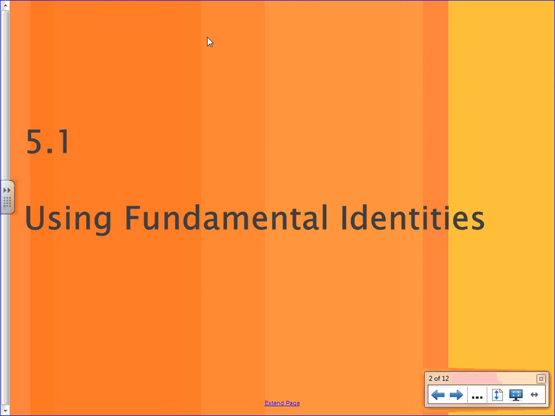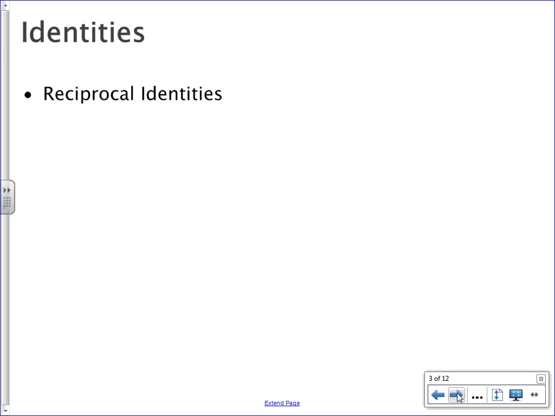Okay, when you look at yourself in the mirror, you're looking at your own identity, right? You're looking at yourself. Okay, so what an identity is, in math, we're going to have an equation that is a true statement. Okay, so some of these you're going to be familiar with. The first ones we're going to talk about are the reciprocal identities.